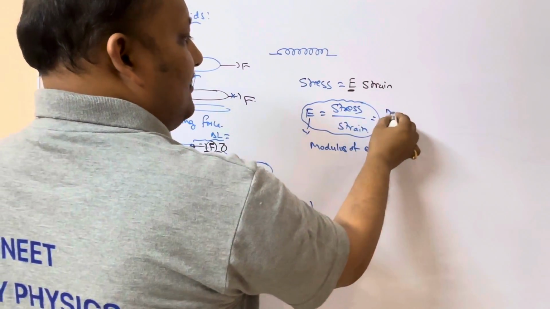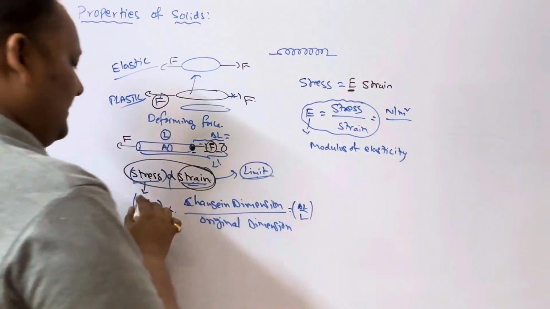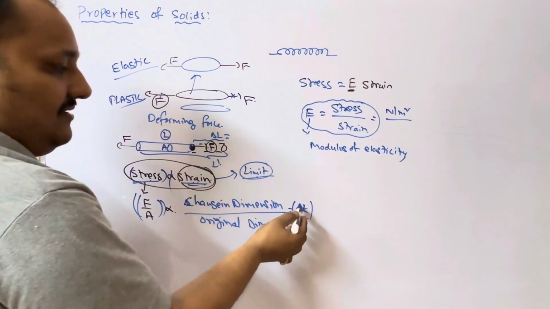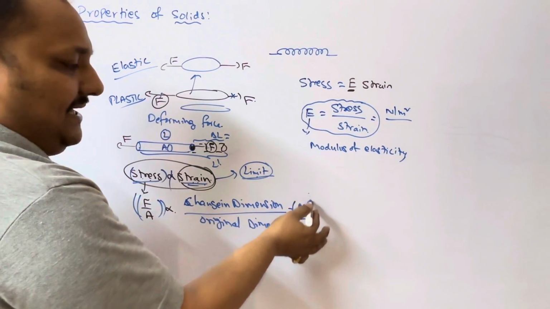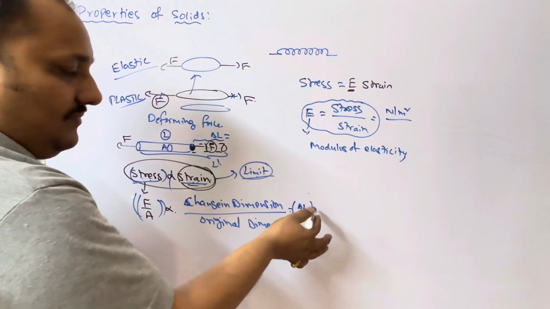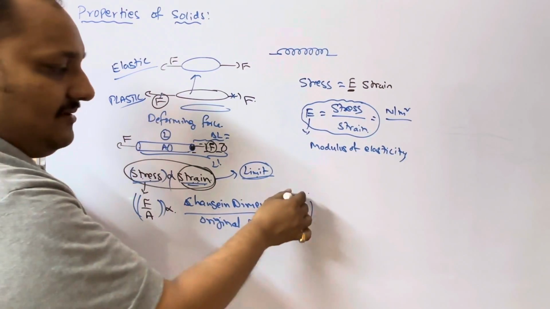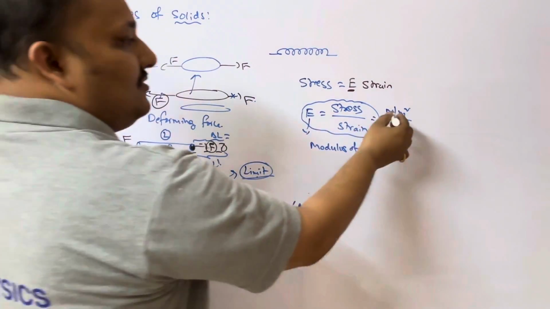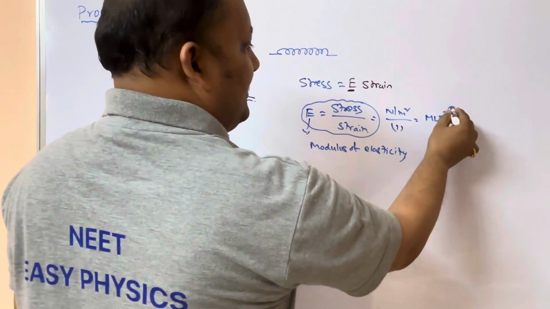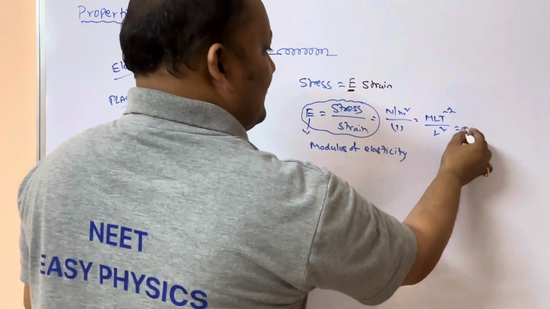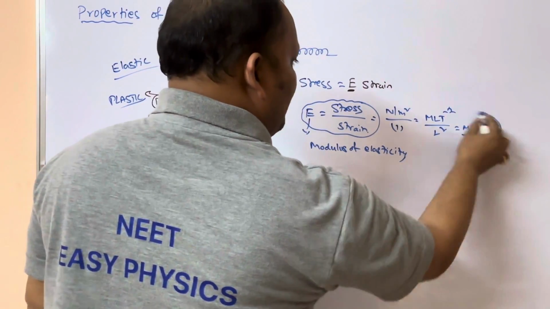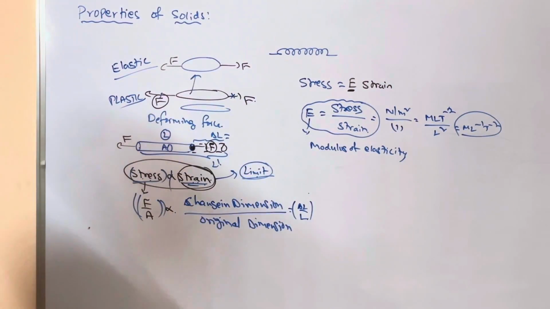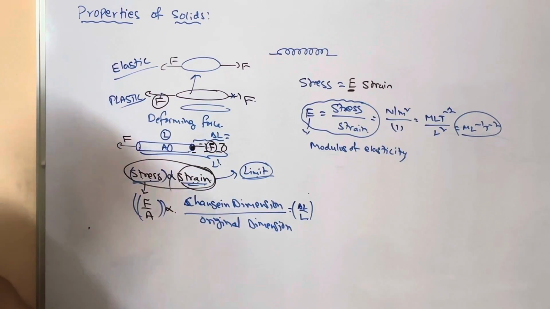Stress units: Newton per meter square, F by A. Strain units: centimeter by centimeter, meter by meter, otherwise meter square by meter square, meter cube by meter cube. Therefore, there are no dimensions for strain. So Newton per meter square means M L T power minus 2 by L square, M L power minus 1 T power minus 2, which equals the pressure dimensions. So, that is about modulus of elasticity.